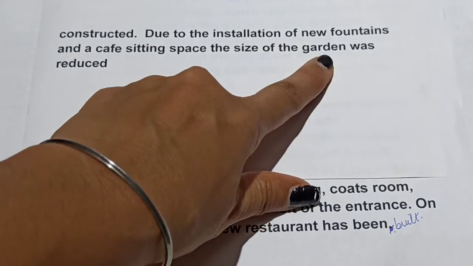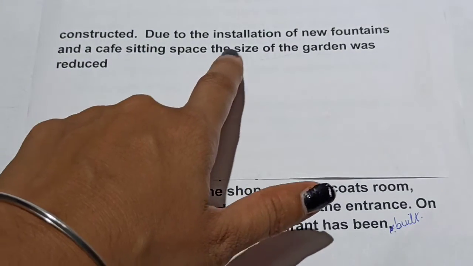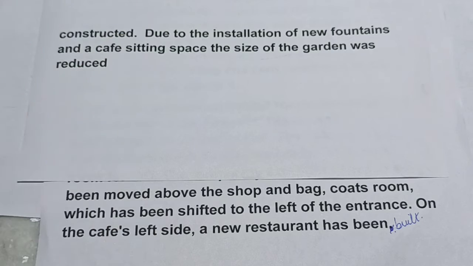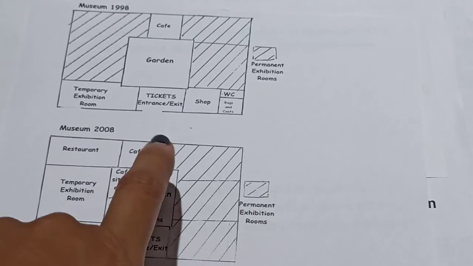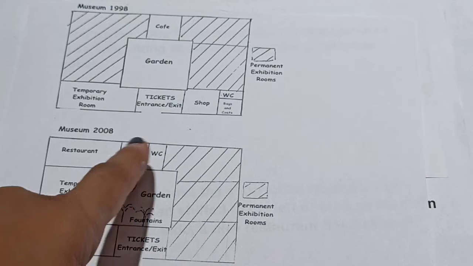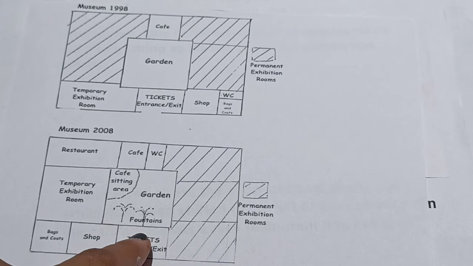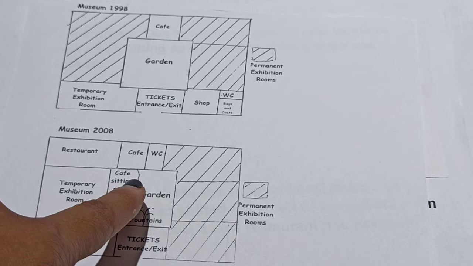Due to the installation of new fountains and a cafe sitting space, the size of the garden was reduced. So what happened due to the installation or addition of the cafe sitting area and fountains? The size of the garden reduced, the area of the garden reduced.